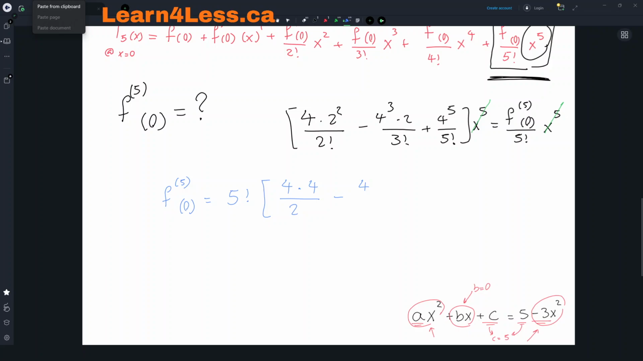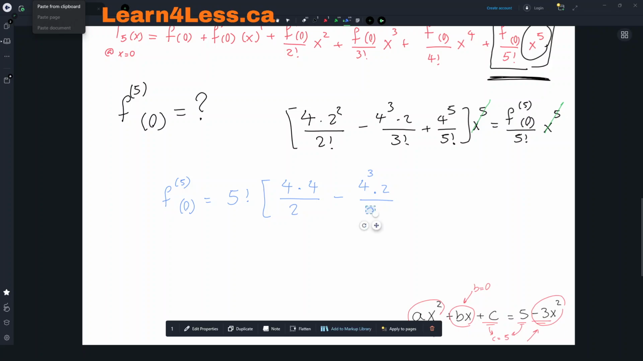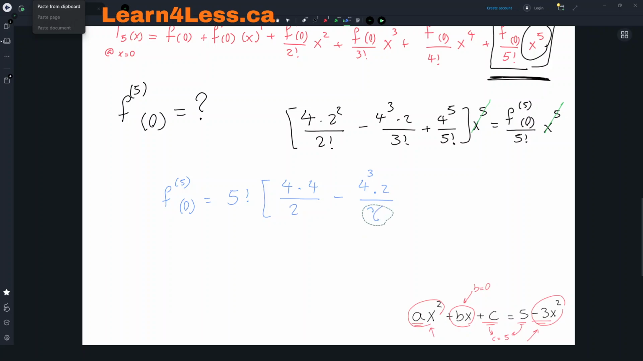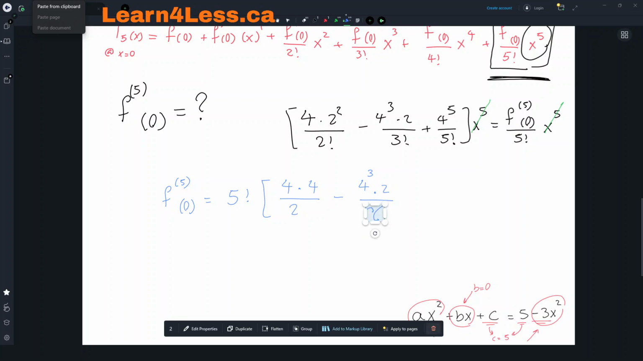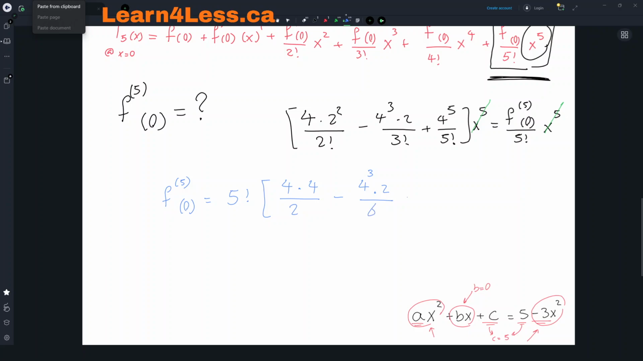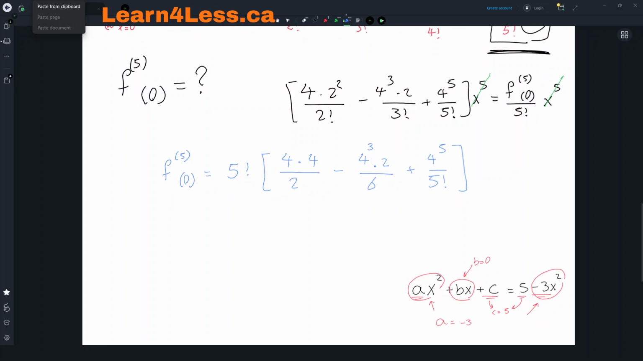So this one we have 4 to the power of 3 times 2 over 3 factorial, which is just 6. Okay. Plus 4 to the power of 5 over 5 factorial. So this is the fifth derivative. We can simplify that a little bit. So for example, 4 times 4 is 16, divided by 2 is just 8.